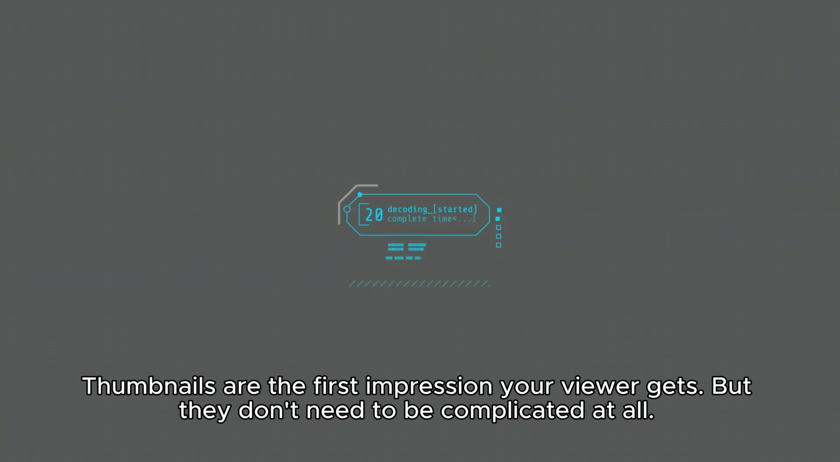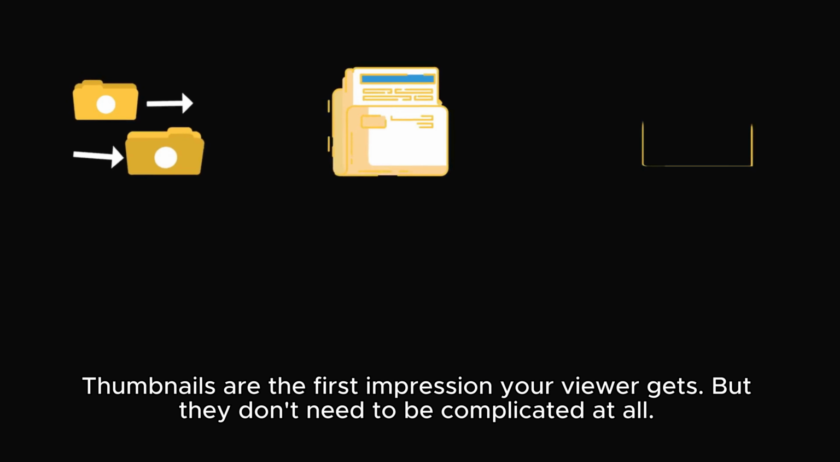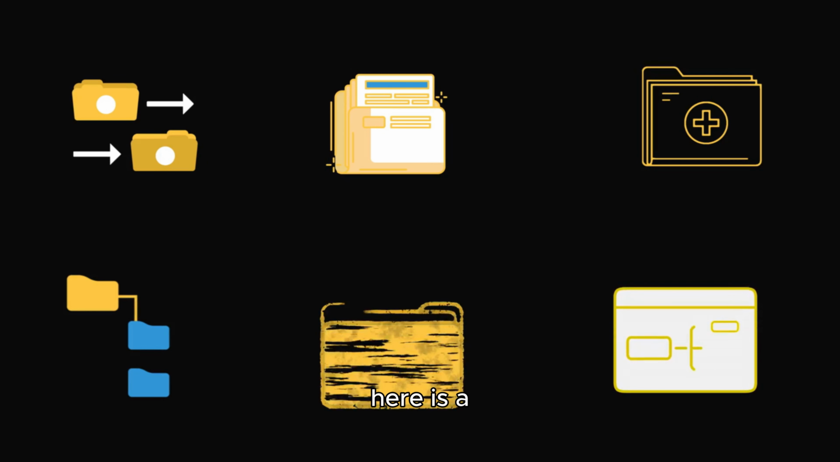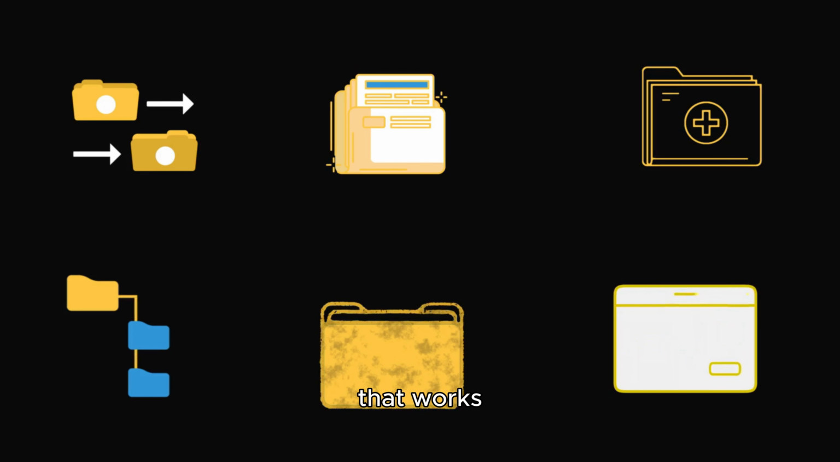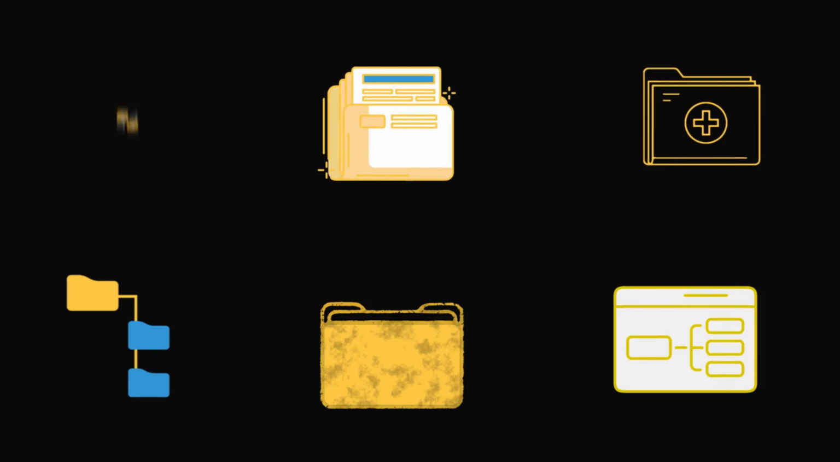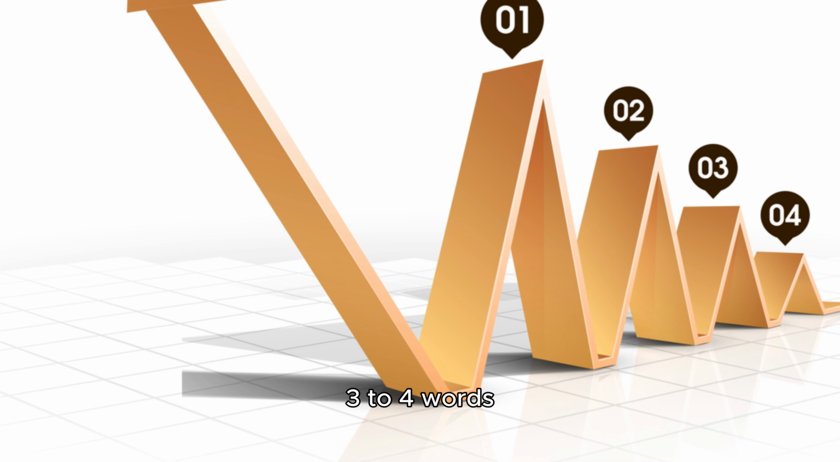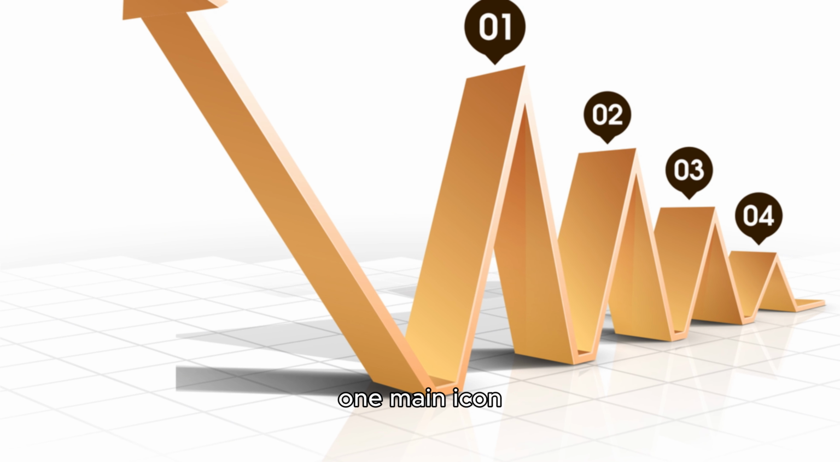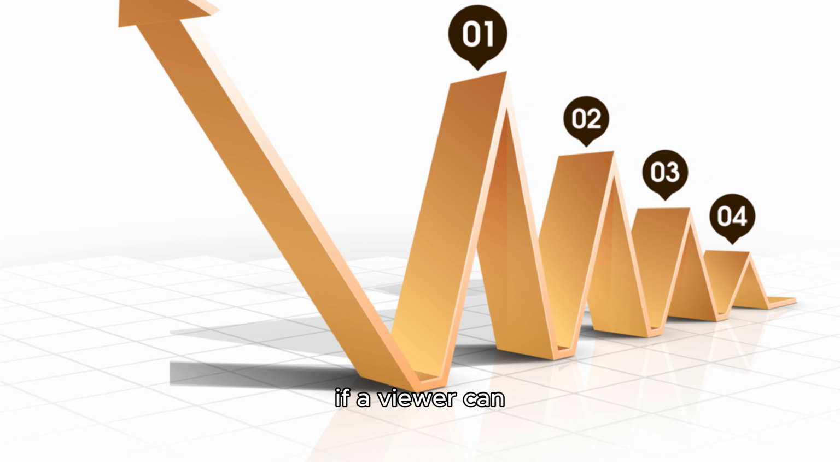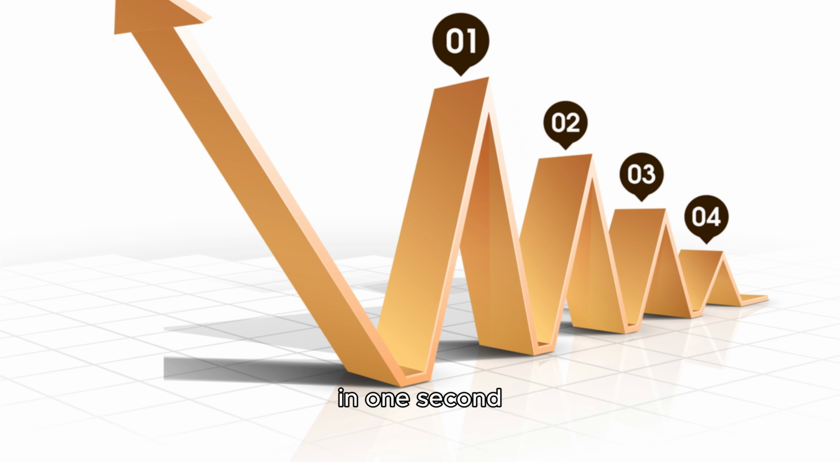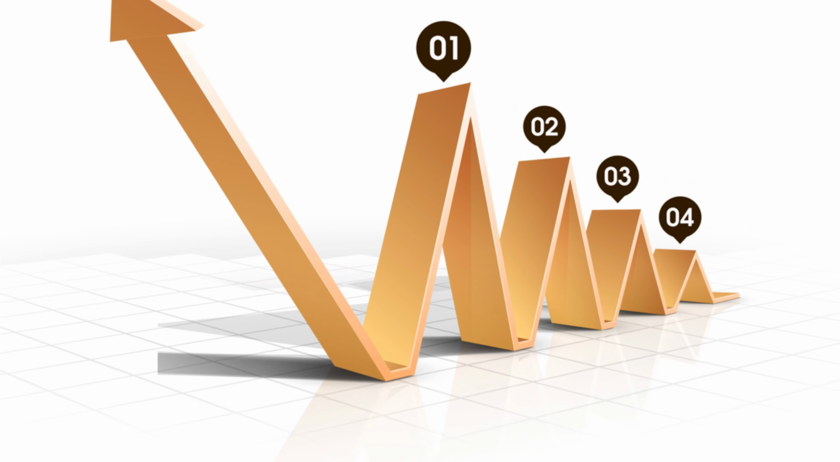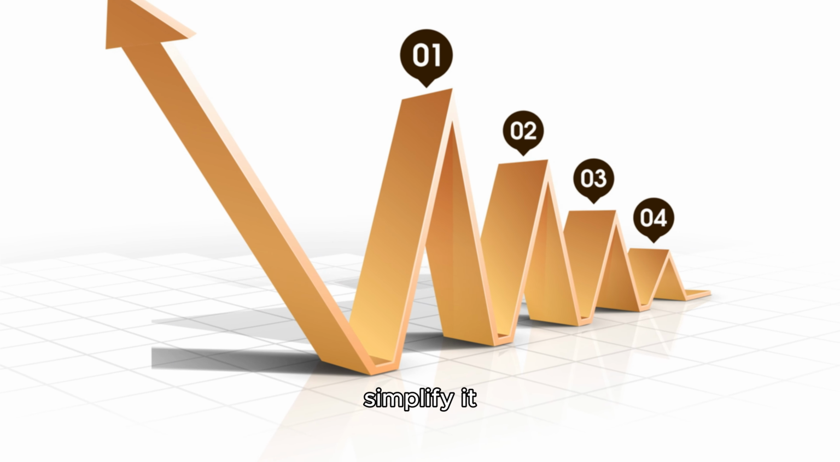Thumbnails are the first impression your viewer gets, but they don't need to be complicated at all. Here is a thumbnail formula that works. Dark background, bright text, 3 to 4 words, one main icon. If a viewer can read your thumbnail in 1 second, it works. If they can't, simplify it.